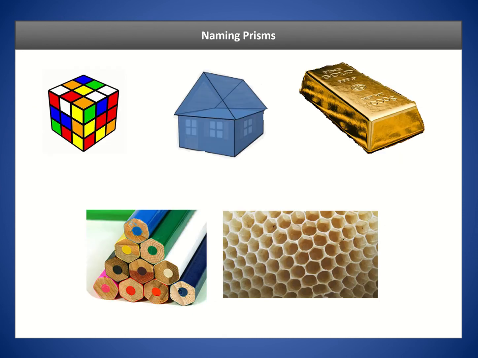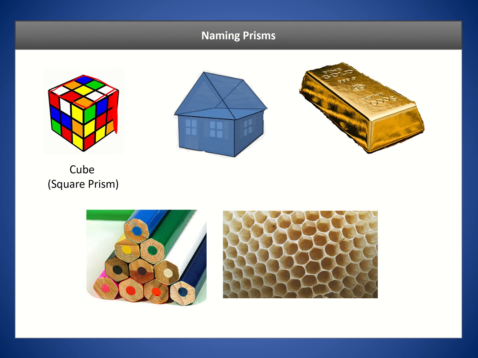So let's go ahead and talk about naming prisms. We have here an example of five different objects, and they all have names. If we were to name them, the one on the left is a Rubik's Cube, right? So it's a cube, known as a square prism. Notice that the base is a square, and we extrude it or extend it to get a height and make it three-dimensional, and therefore it's a square prism or a cube.